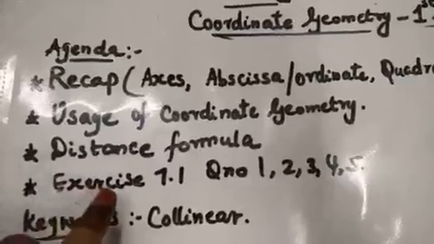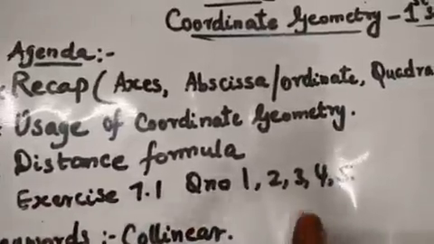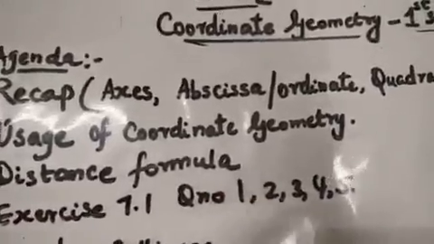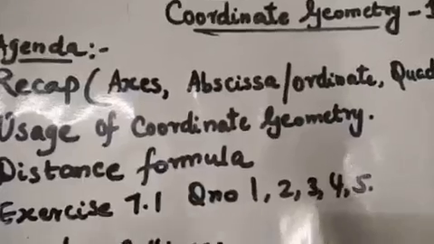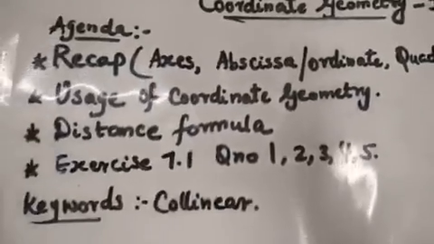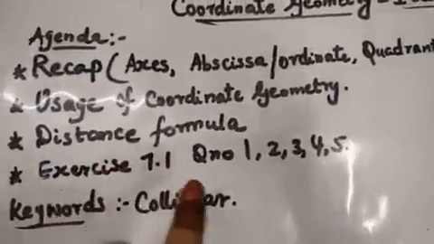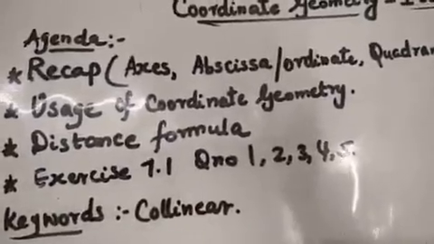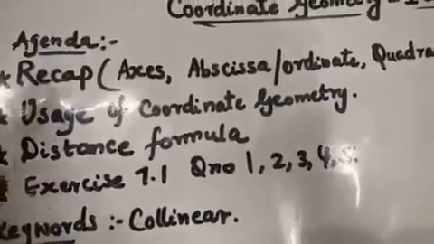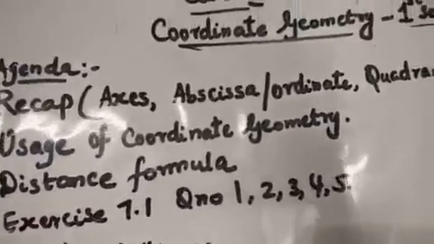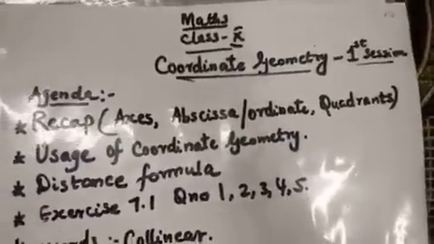Based on this, there is exercise 7.1. From that, we will be doing questions number 1 to 5. It is so easy. Once you understand the formula, you can directly apply it. When we are dealing with exercise 7.1, questions 1 to 5, you might encounter a keyword like collinear, which I'll be discussing when I explain the problem. So let's start the class.